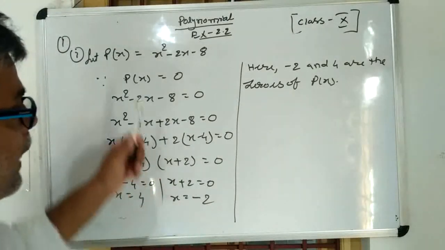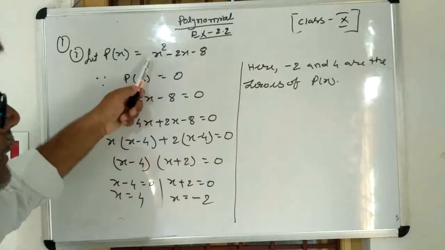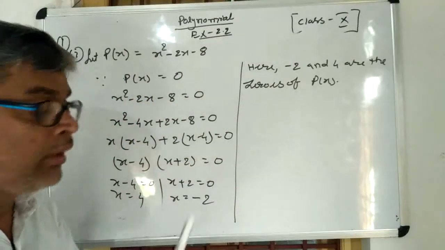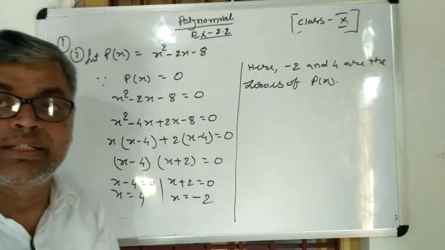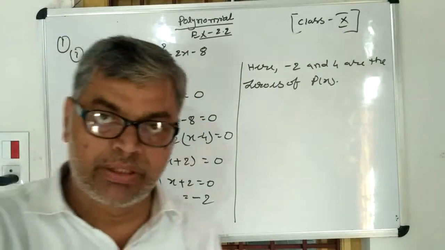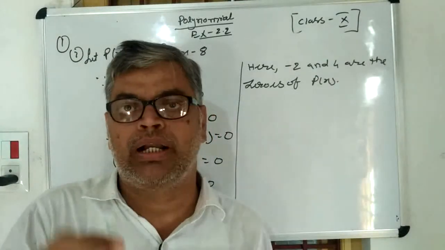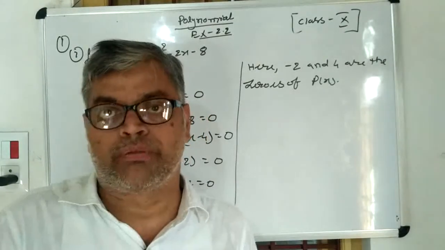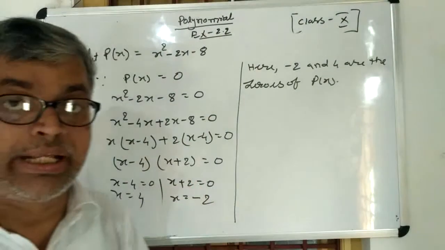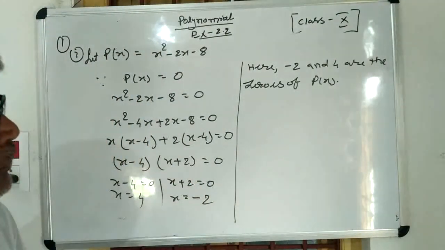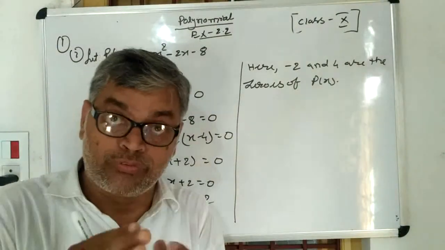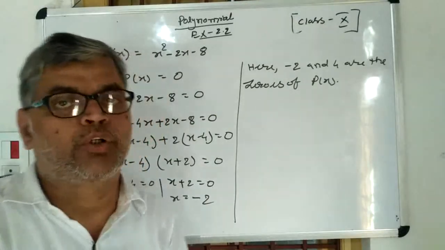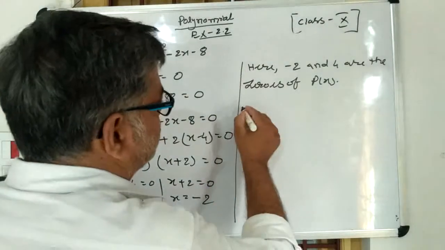Similarly for minus 2, when you put minus 2 for x, you will have minus 2 square, that is 4. Minus 2 into minus 2 will again become 4. 4 plus 4 is 8, and minus 8 equals 0. So zeros are those numbers by putting which in the given polynomial, the whole polynomial becomes 0. This is the method of finding zeros of the polynomial. Now we have to check the relation between the zeros and the coefficients of the polynomial. So first you find the sum of zeros.